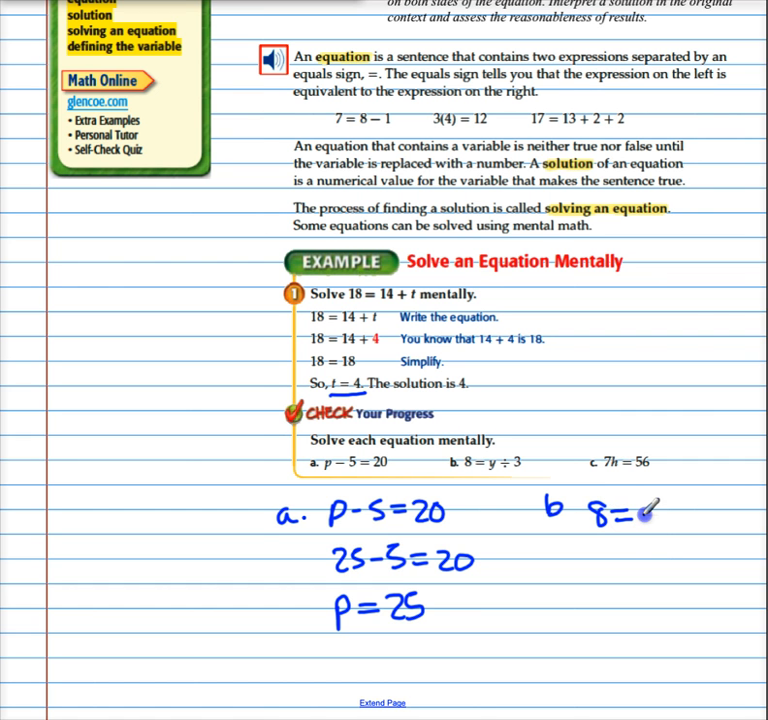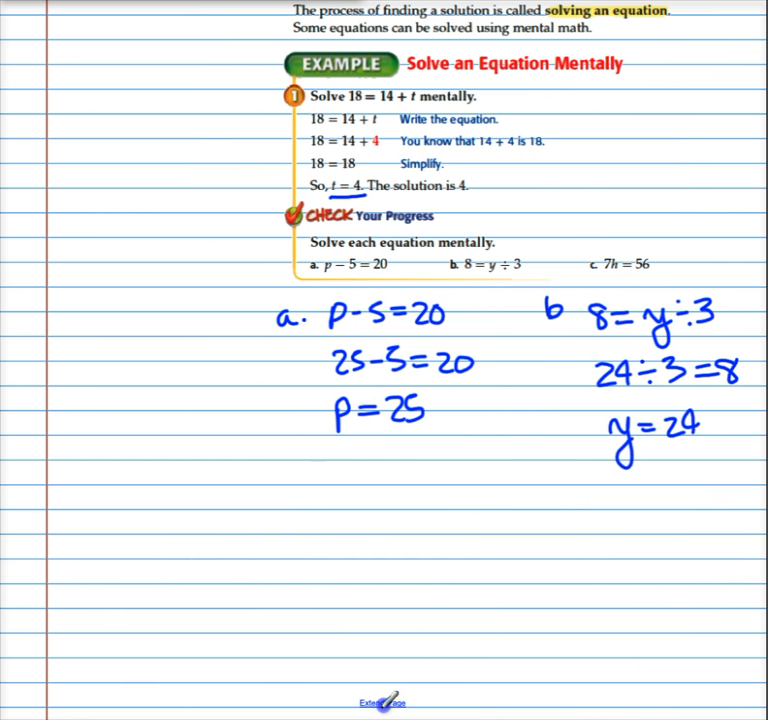In example B, 8 equals y divided by 3. We know that 24 divided by 3 equals 8. Therefore, y must be equal to 24. In our third example, 7 times 8 equals 56. We know that 7 times 8 is 56. That's a basic fact. That means h must be equal to 8.